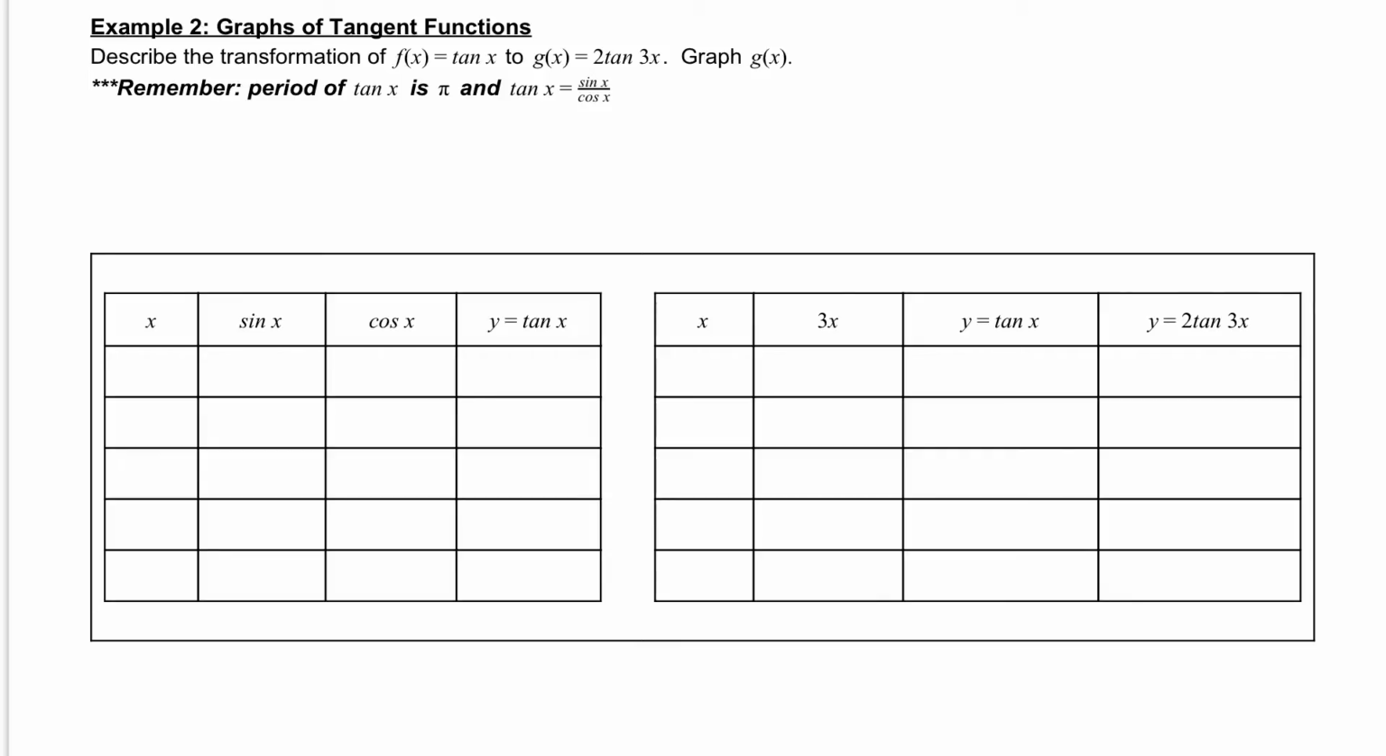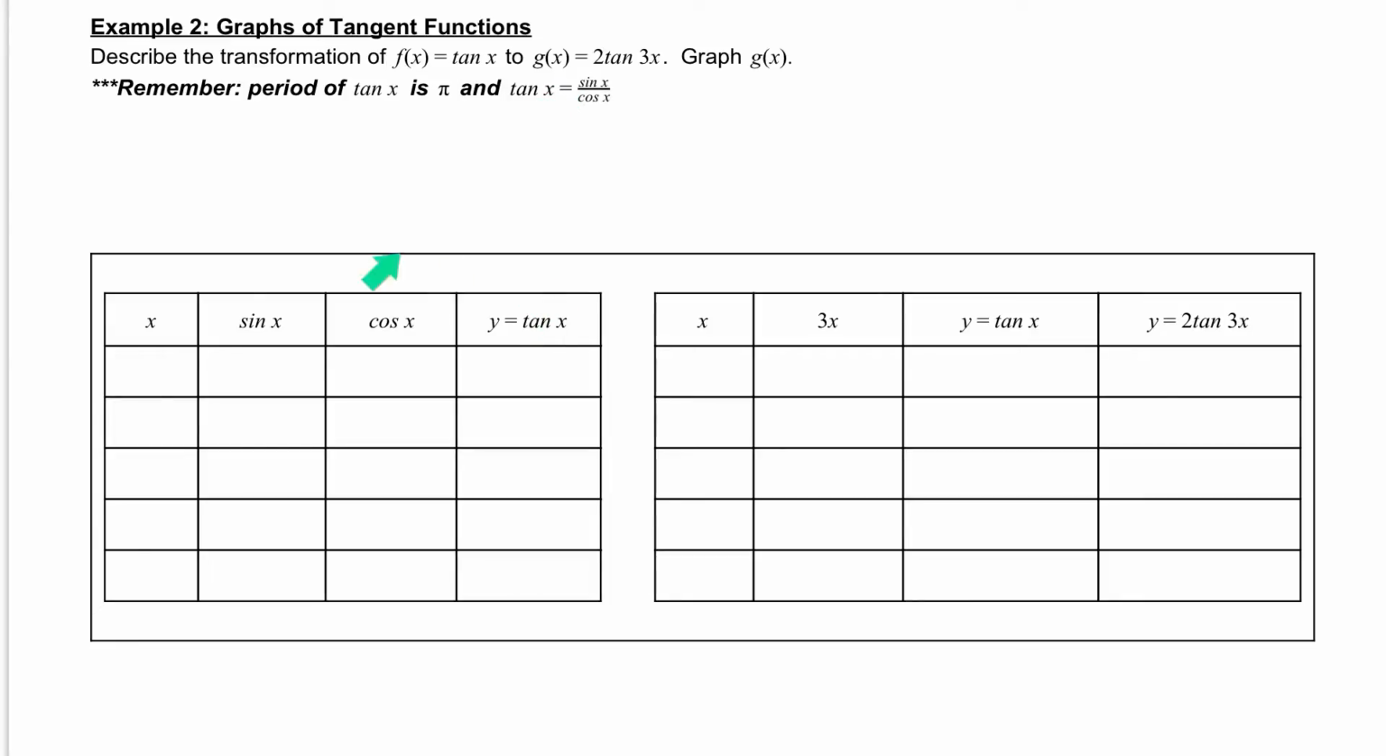We're going to graph a tangent function. So describe the transformation of f of x equals tangent of x to g of x equals 2 tangent of 3x and graph g of x. Remember the period of tangent is pi and that the tangent of x is sine divided by cosine.